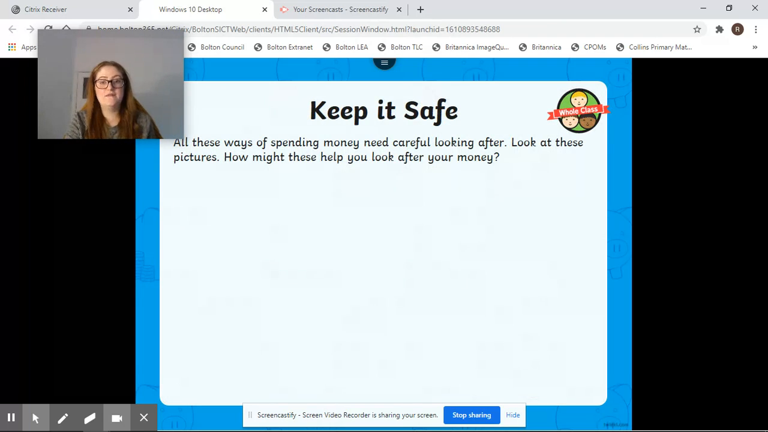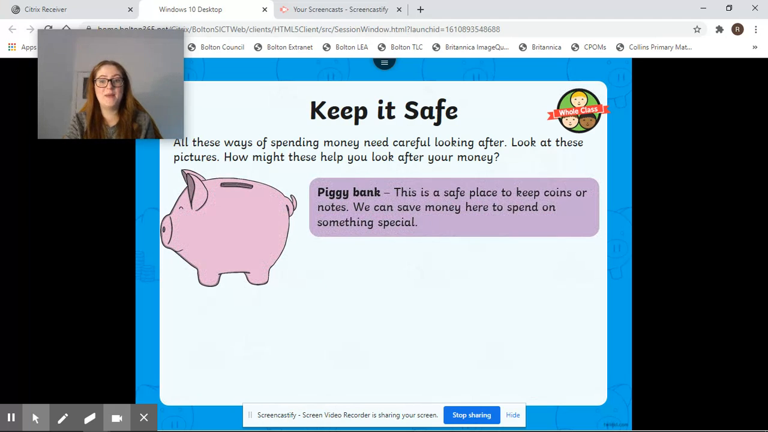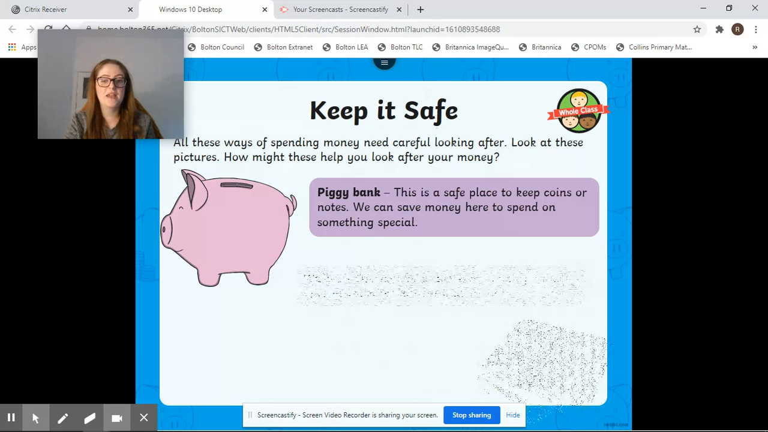And money is very, very special, and you need to take good care of it. So there are some ways which you can keep your money safe. So the first one is our piggy bank. So you might have one of these at home when you get pocket money. So this is a safe place to keep coins and notes. So you can put your coin in your little piggy bank, and then you can save it for something special that you might want to buy.